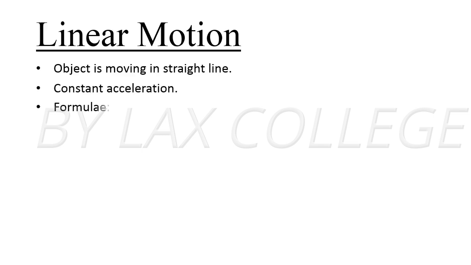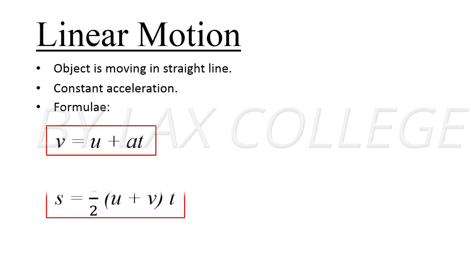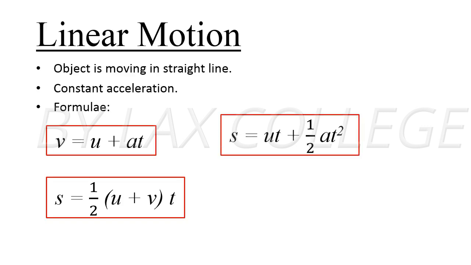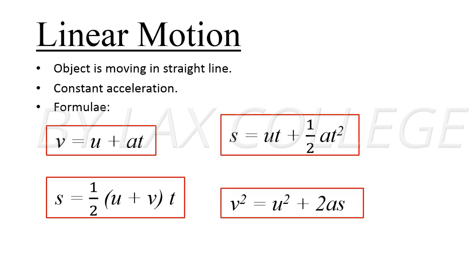There are four formulae which you need to remember for linear motion. The first one, v equals u plus at. Second one, s equals half (u plus v) times t. Third one, s equals ut plus half at squared. And the fourth one, v squared equals u squared plus 2as. Remember, these four formulae are extremely important for calculation purposes, so make sure you remember them as well as possible.